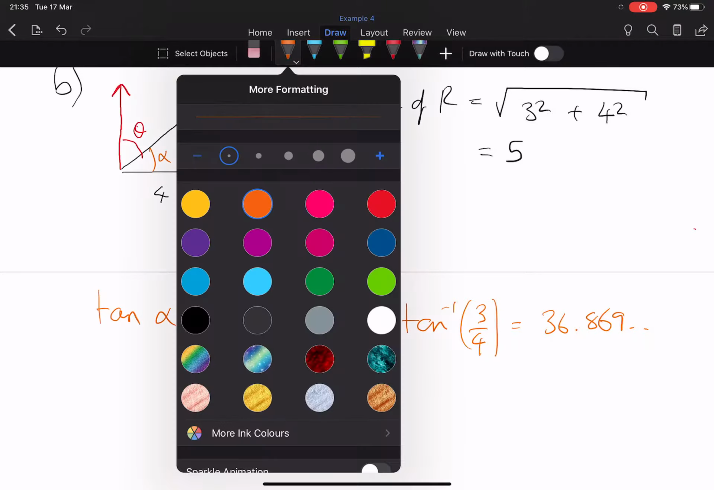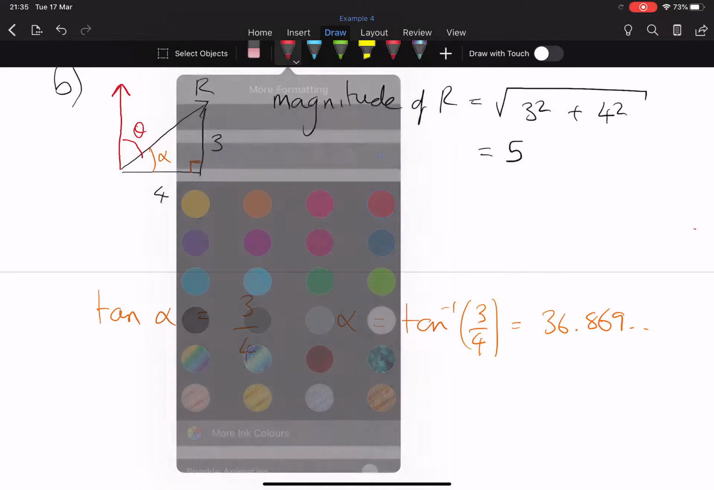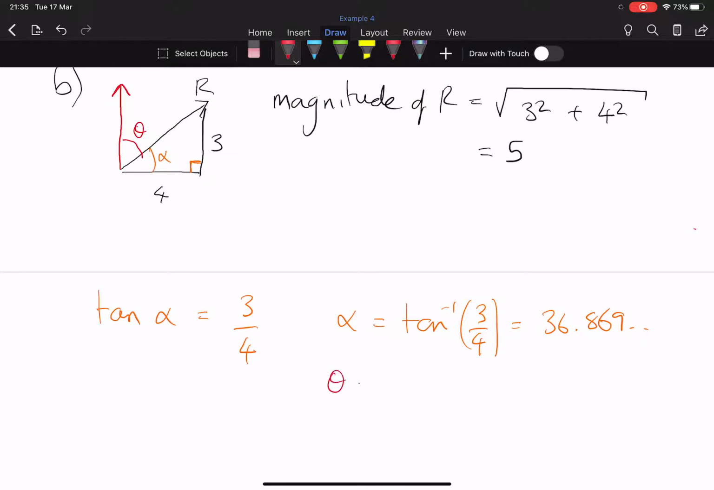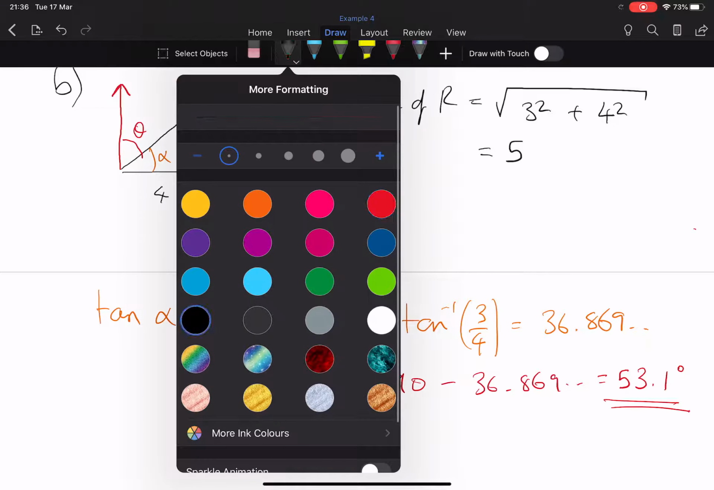So we were asked to find out what the bearing is. So the bearing, theta, is going to be equal to 90 minus 36.869. And if we round that to 3 significant figures, we get 53.1 degrees. So that's the bearing, and the magnitude was 5.